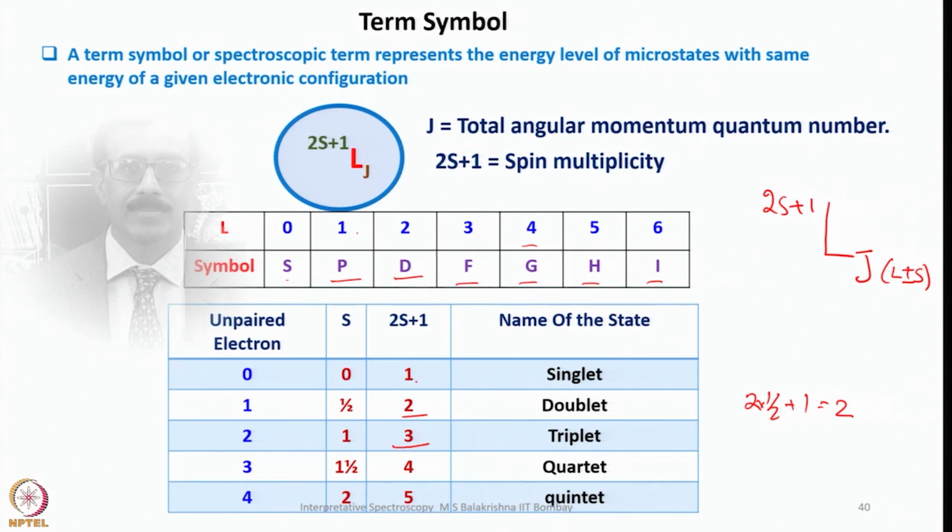When 2S plus 1 is 1, we call it a singlet state. When 2S plus 1 has a value of 2, it is called a doublet state. When 2S plus 1 has a value of 3, we call it a triplet state, when 2S plus 1 equals 4, it is called a quartet, and when we have 5, it is called a quintet. We should remember these things. The 2S plus 1 value determines the name of the state: singlet, doublet, triplet, quartet or quintet, depending upon the 2S plus 1 value of 1, 2, 3, 4 or 5. Then how do we find these term symbols?